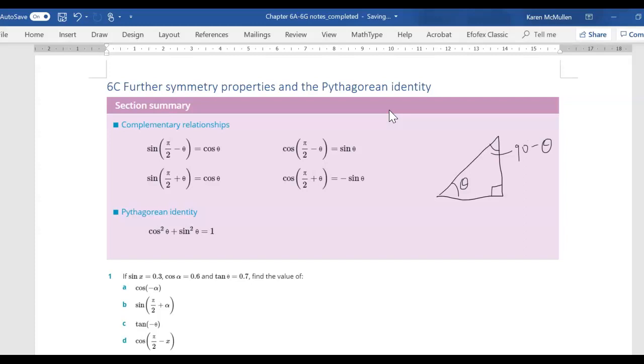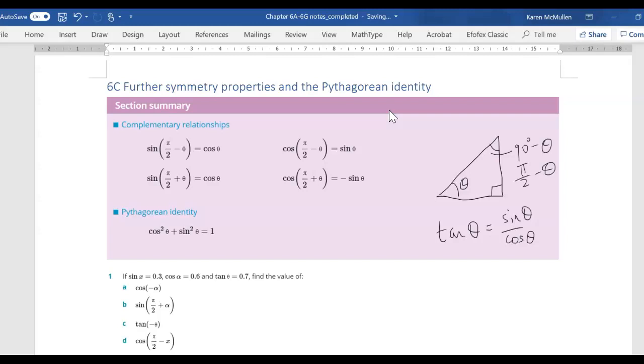Now, 90 is degrees. If we're working in radians, 90 degrees is the same as pi on 2 radians. That is the relationship between sine and cos. And we can also bring tan in there, because remember, tan theta is equal to sine theta over cos theta.